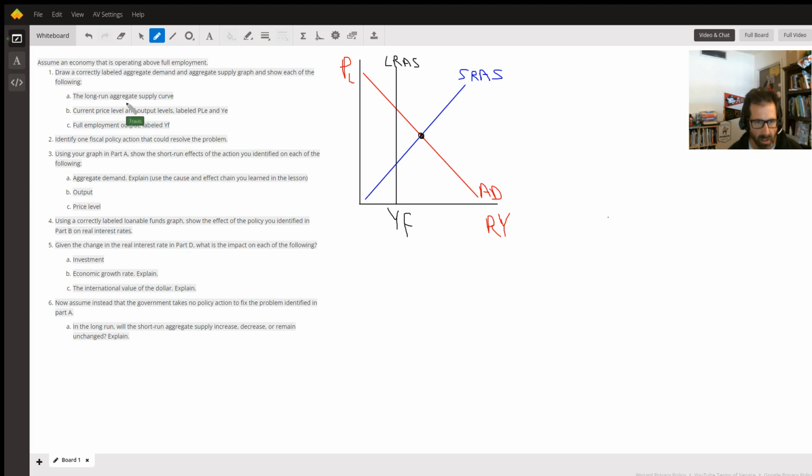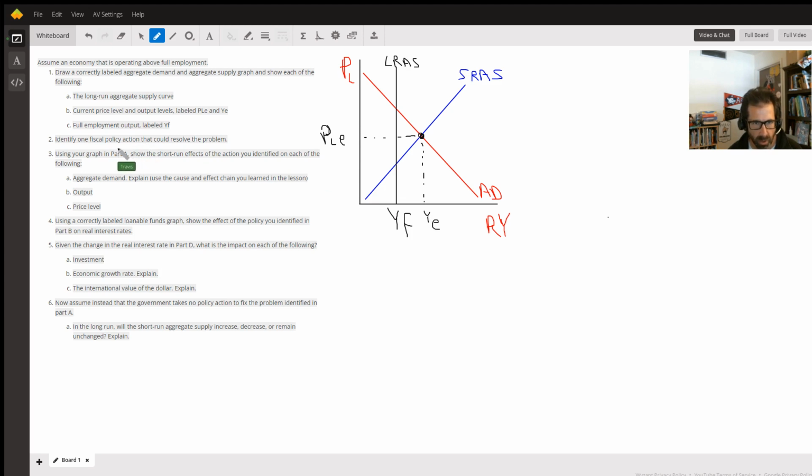Okay, so long run aggregate supply curve, we did that. Current price level can be right here, PLe, and then YE is right here. Stands for the current equilibrium.